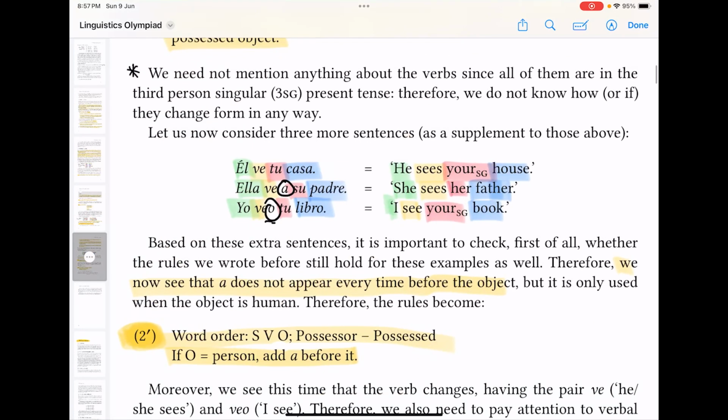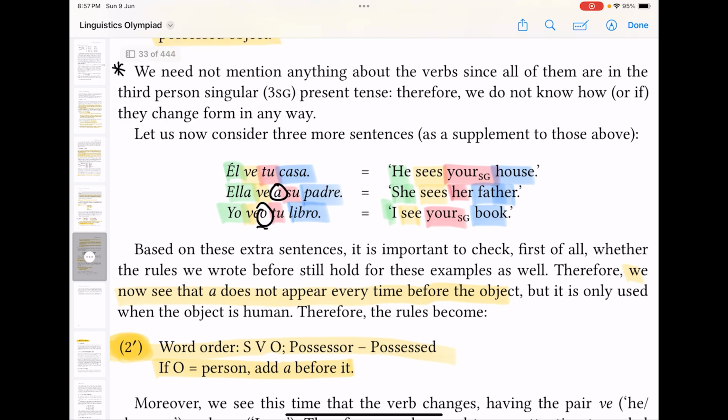I've marked it. So l is he. We already know sees. Tu is your, casa is house, ella is she, ve is sees. Now we see the a again. Su is her, padre is father, yo is I, veo is see. Tu is your singular and libro is book. Now we've seen this. Okay.